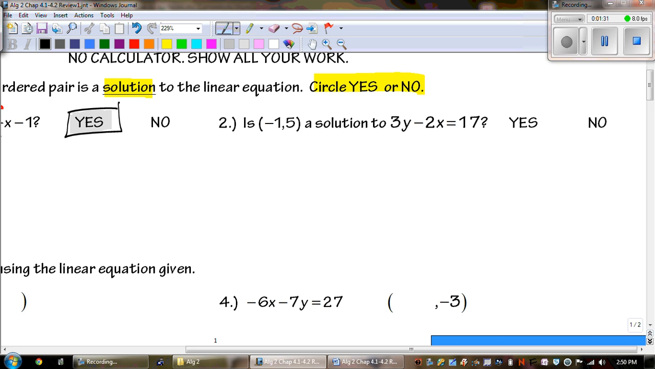Okay, number 2. Remember which one's your x and which one's your y. Okay, why don't you guys pause the video and see if you can solve this by yourself. Good luck.